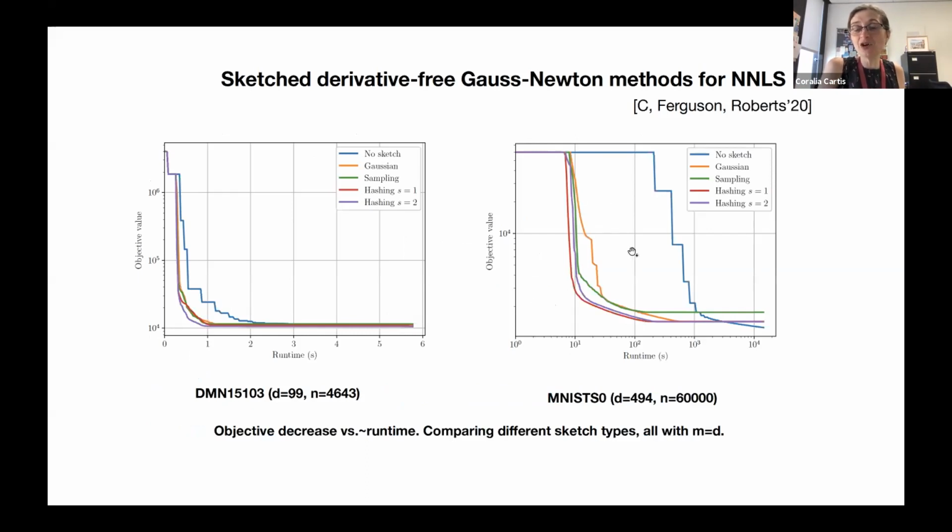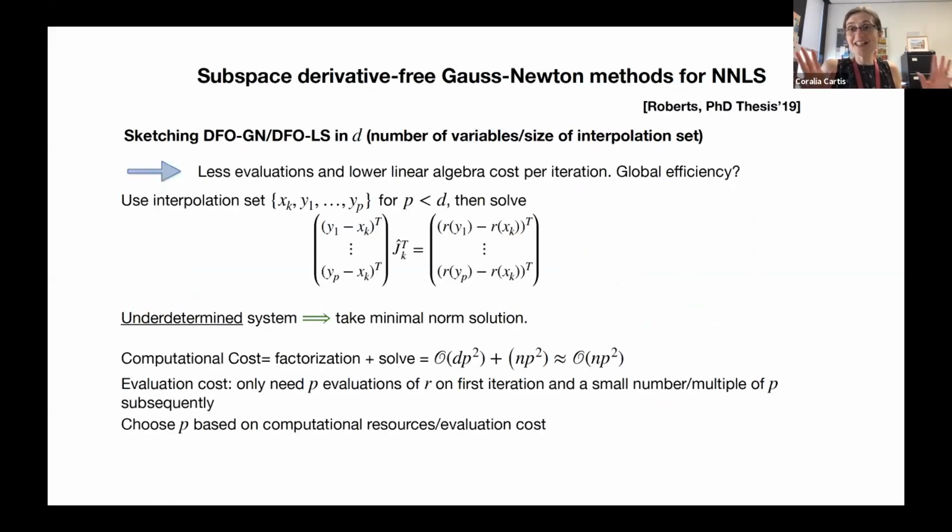And I draw your attention here to this right-hand side plot where we ran MNIST. And in blue, we have no sketching, meaning derivative-free Gauss-Newton. And we managed with this kind of sketching to beat, to low accuracy solutions, the derivative-free Gauss-Newton, because we don't have to solve for so many right-hand sides, we have a linear cost in D. Okay. All right, so that's sketching in the observational domain in this derivative-free Gauss-Newton.